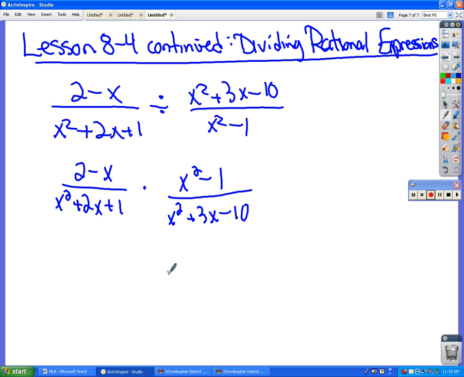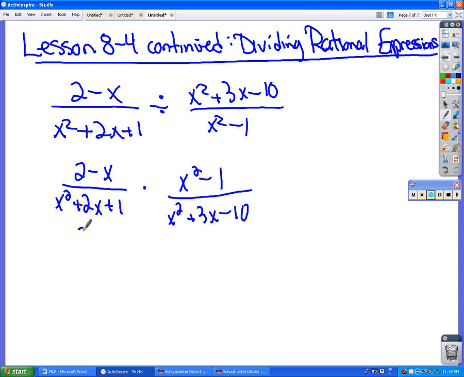Is cross multiplying the same thing? No. Cross multiplying is when you have two fractions that are equal to each other. If instead of a division sign it was an equal sign, then 2 minus x times x squared minus 1 would equal this times that. But then you'd have to FOIL that out and all kinds of crazy things.